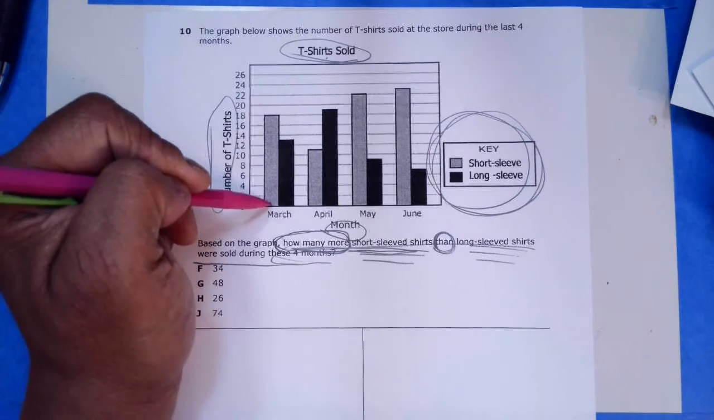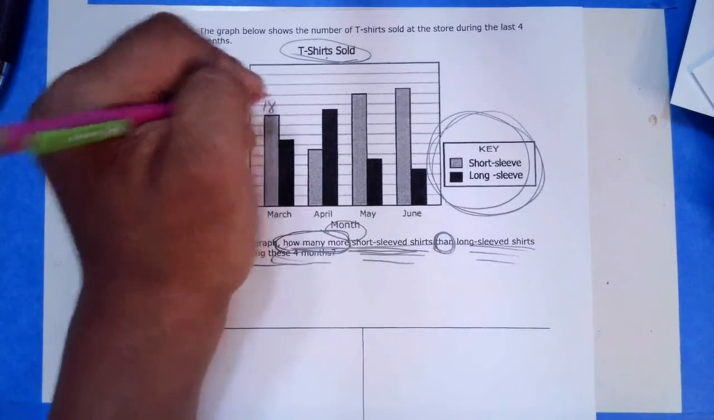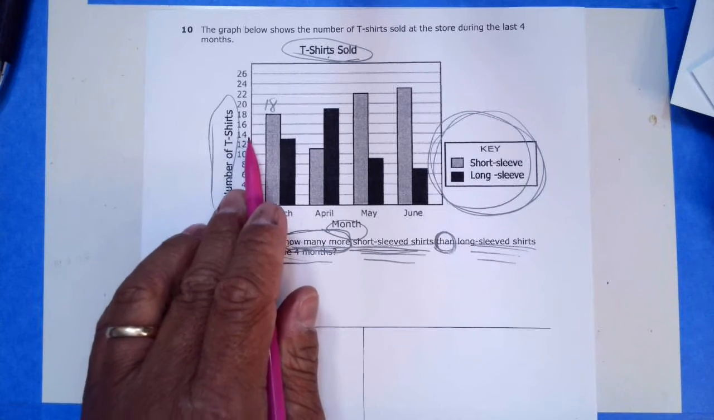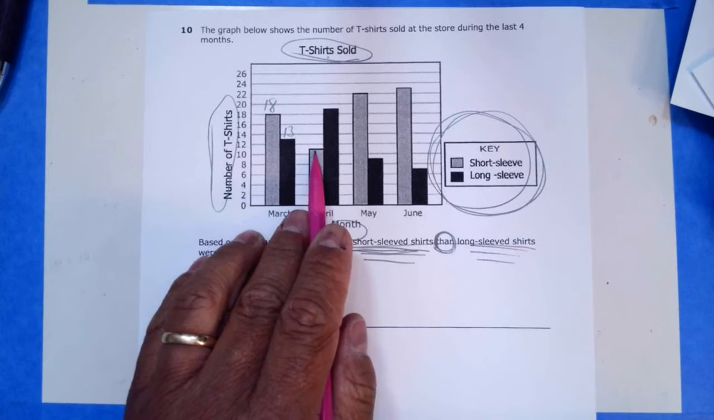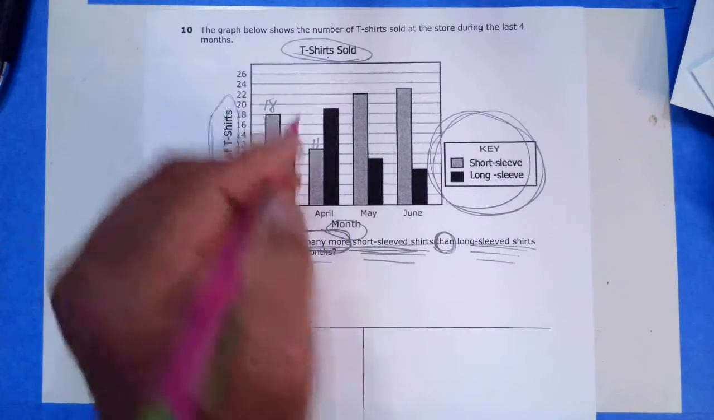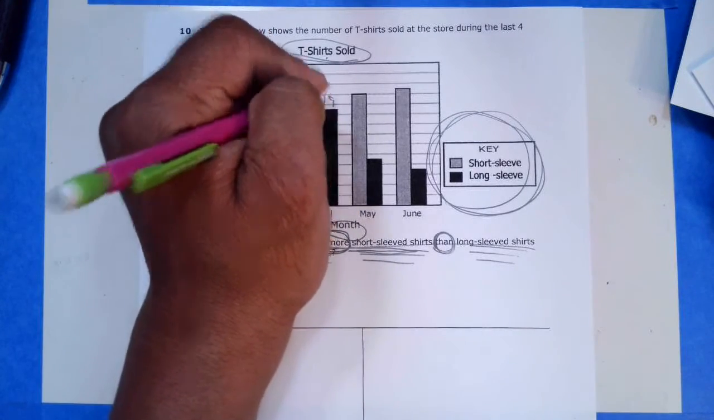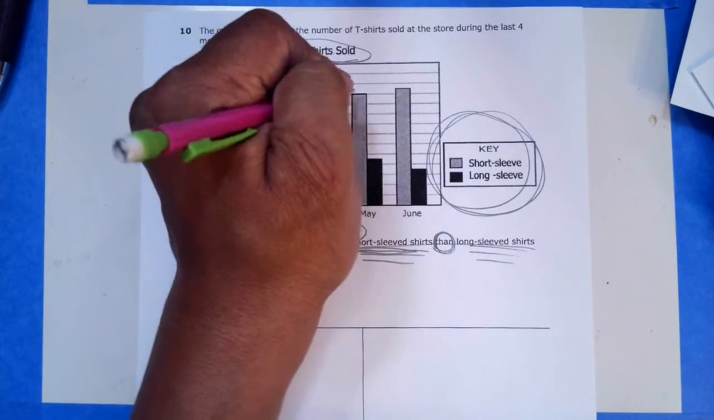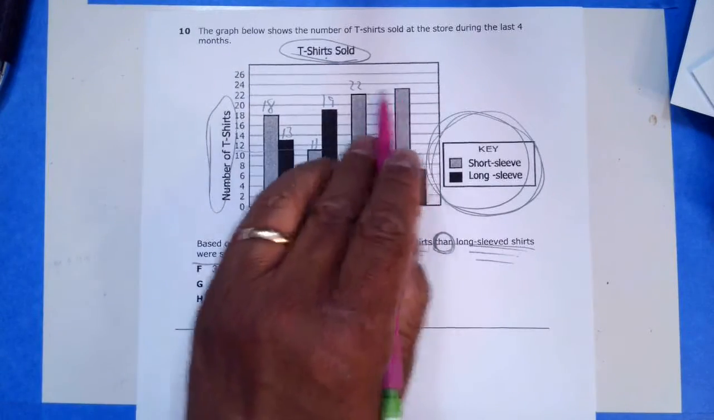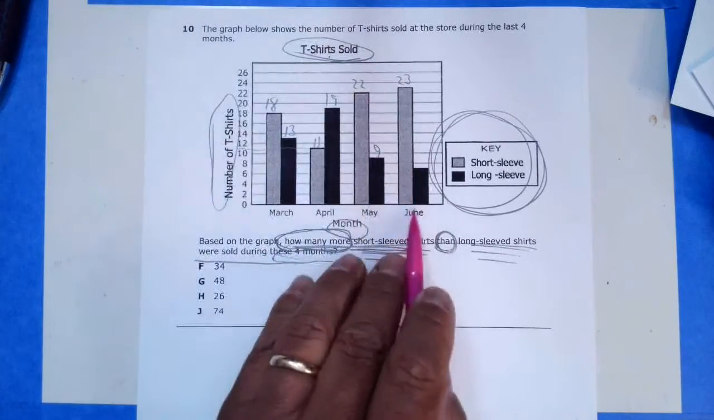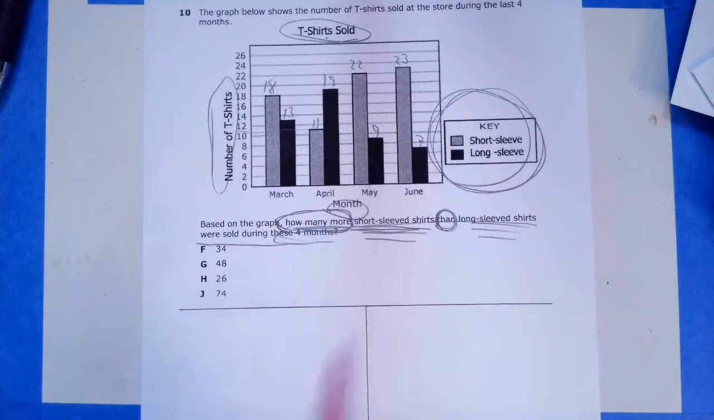So for sure, for right now, let's see, this March, we have 18 for this one. We have 12, 14, that's going to be 13. April, 10 and 12, that's going to be 11 because it's right in the middle. This one, 19. For this one, 22. For this one, 9. This one, 23. And this one, 7. Now, we're comparing the short sleeve versus the long sleeve.